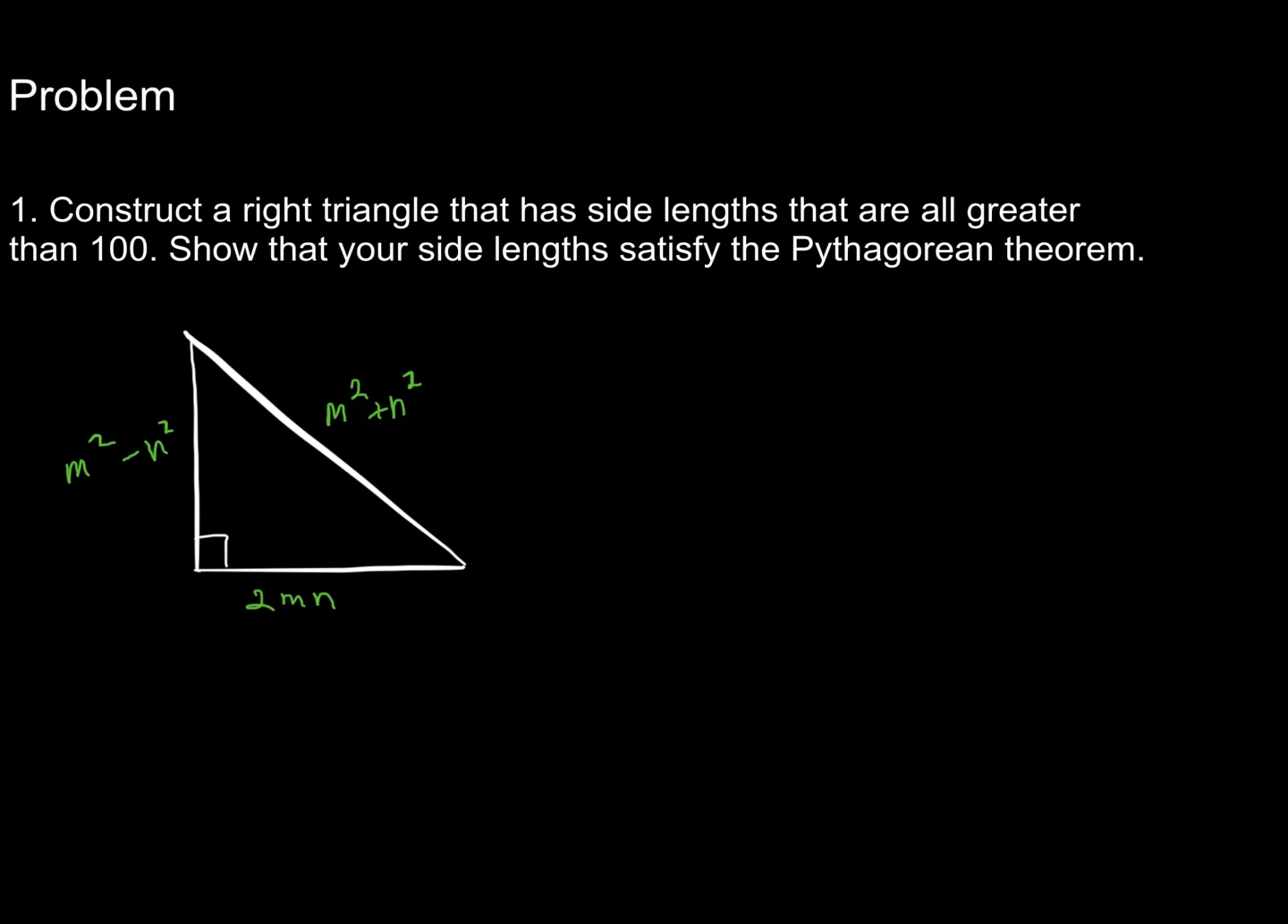So let's start with twice the product. That means I'm going to take my integers m and n, multiply them, and then double it, which means that when I multiply m and n, I'm going to need something that's at least 50, so that when I double it, I get at least 100.